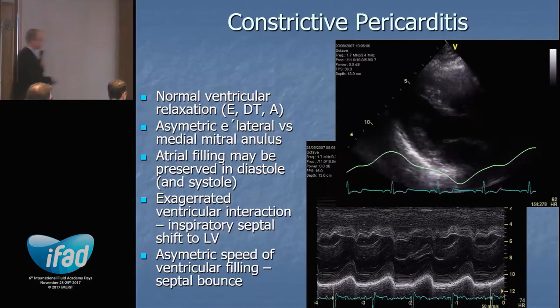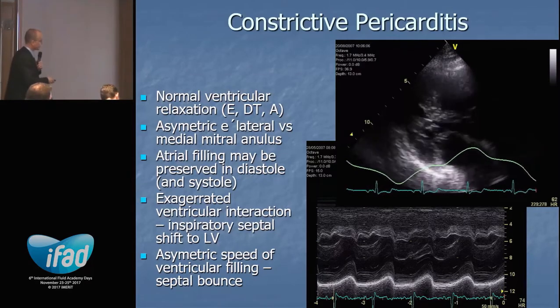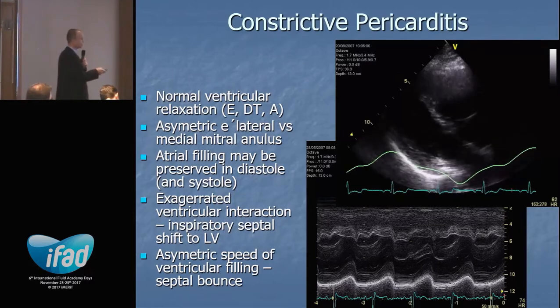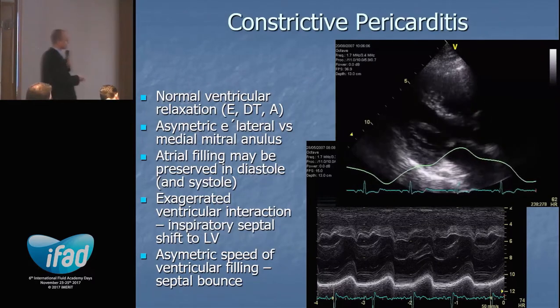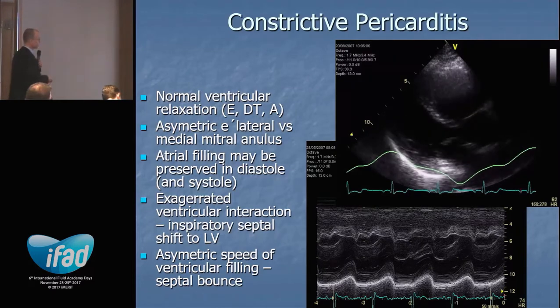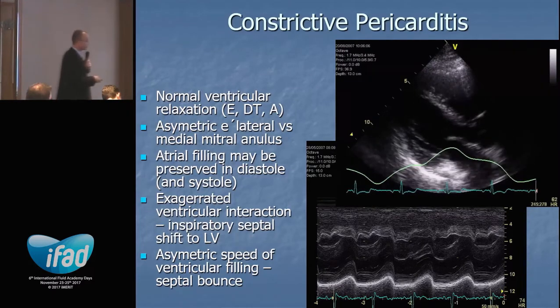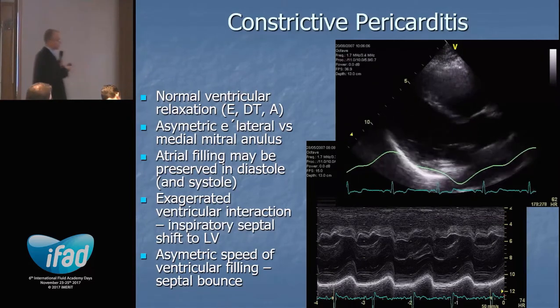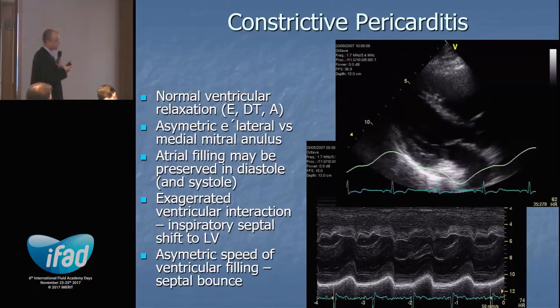You see most often normal ventricular relaxation. You see sometimes asymmetry of the tissue Doppler, particularly between the lateral and medial mitral annulus. And in contrast to tamponade, the atrial filling can be preserved in diastole because the heart normally relaxes, but the time of relaxation and the filling is short due to the rigid confinement due to constrictive pericarditis. This is slightly different from tamponade.